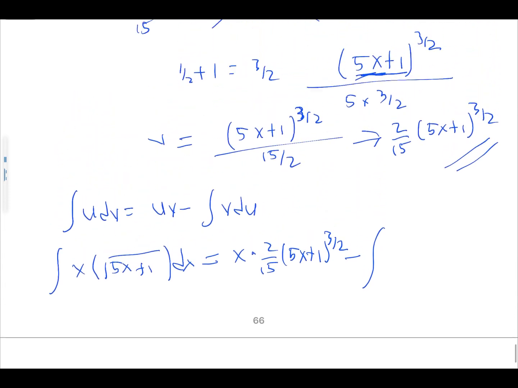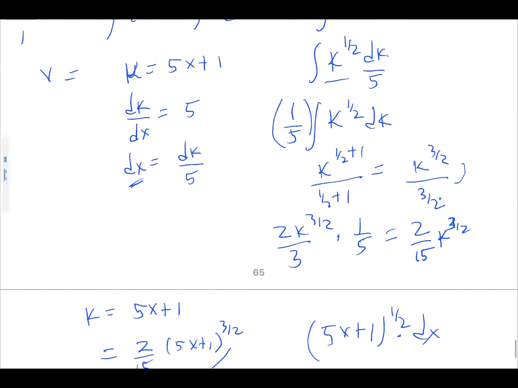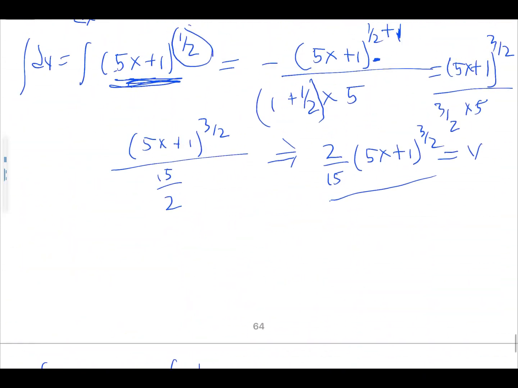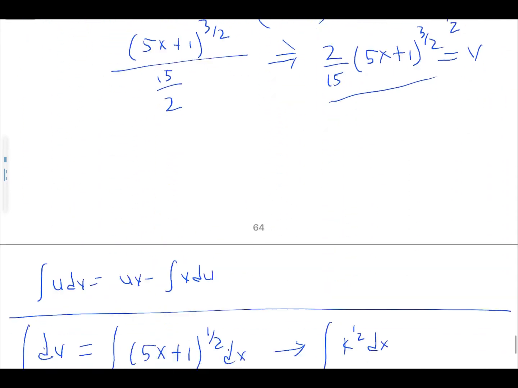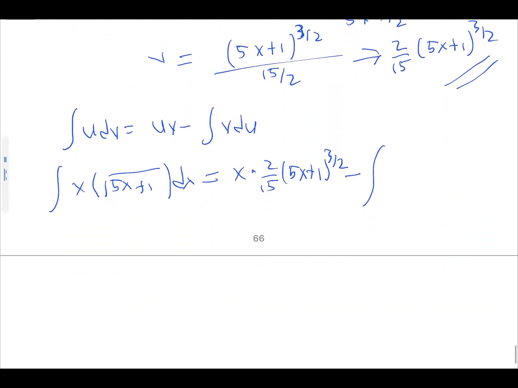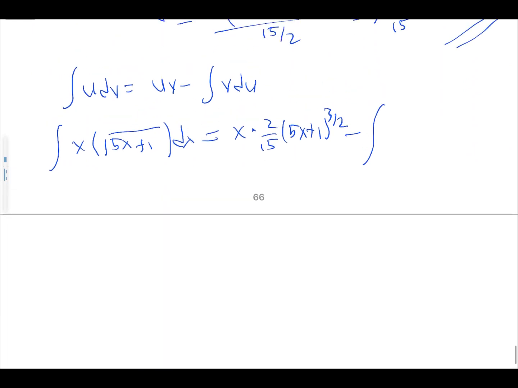When we calculate for our v, this is our v that we calculated for, but where is our du? Because our du here, we did it here, which is what? dx. So our du is dx, and our v is going to give us 2 over 15, 5x plus 1 power 3 on 2, and then dx.